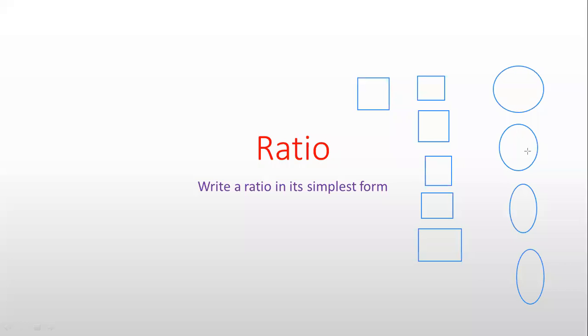Now, who can write the ratio as a fraction? If you need to write a ratio as a fraction, first of all you have to count the total number of shapes you have here. You have to count the total number of squares and the total number of circles. Then you have to write this number as a denominator, down. Who can answer this question? I need to write the ratio of a square as a fraction. Who can answer? Raise your hand.